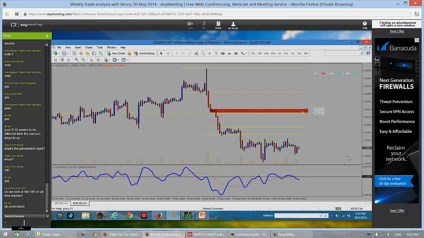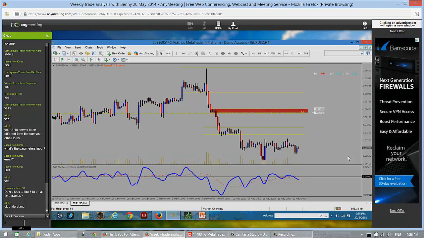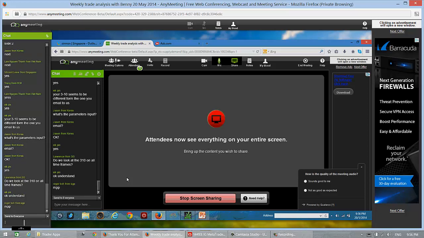Because when you use the 310, you cannot just look at the 310 alone, because the 310 has to go hand in hand with the price. You know why? Why does 310 have to go hand in hand with the price? Anybody know why? Anyone? You know why 310 has to go hand in hand with the price? Anyone? MPP. What's MPP, Roger?